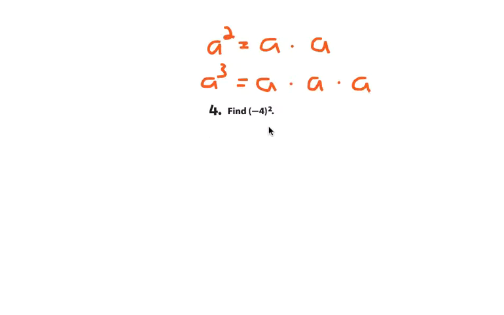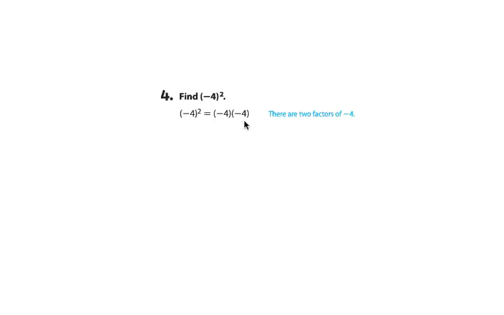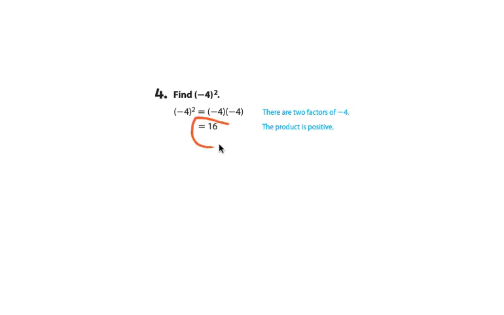So this question is saying negative 4 to the second power, or negative 4 squared. So this would mean negative 4 times negative 4. So a negative times a negative, we know, should be a positive. And I know that 4 times 4 is 16, so my answer should be a positive 16.